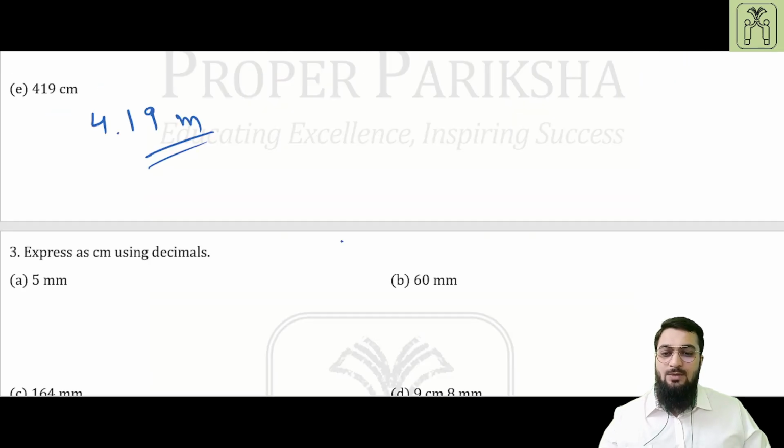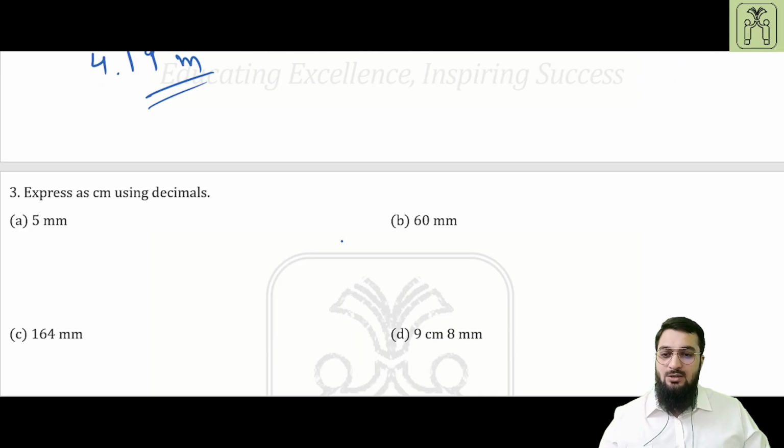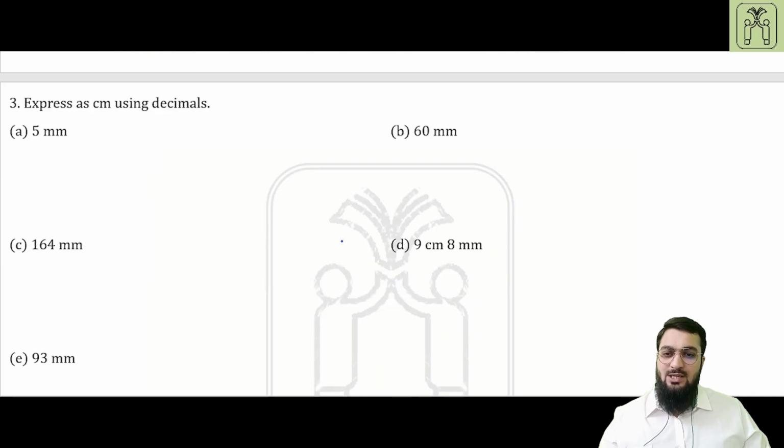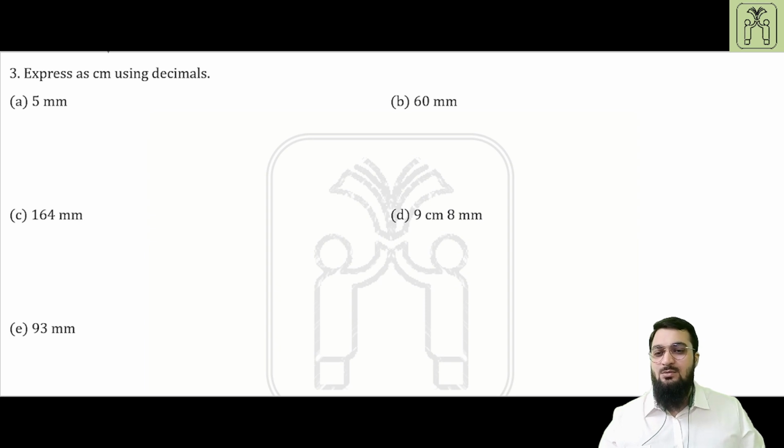Okay, coming to the next question, that is part 3. Express as centimeters using decimals. Again the length type is used but the totality is mentioned as centimeter and over here other units are used. So how will we do that?